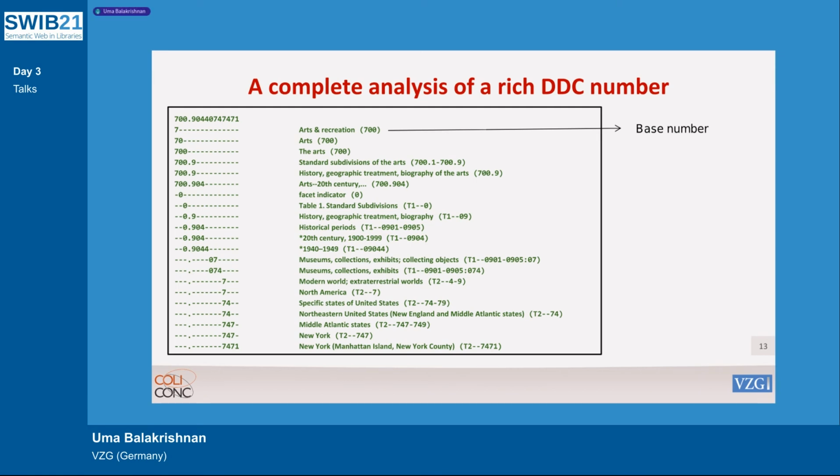So here we have an example of a complete or full analysis of a rich DDC number. I have shown this 7-digit number as a base number. Just a note here that the base numbers aren't always 1 digit. They can be more than 1, 2 or 3 digits, but this is always mentioned in the instructions. In such a rich DDC number, the base number could be more than 1 number, so as the process goes on, the base number keeps changing. That's my understanding. I think this also adds to the complexity of the analysis, though it's given in the instructions.